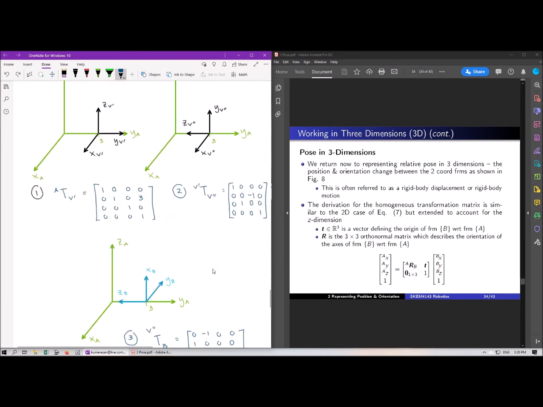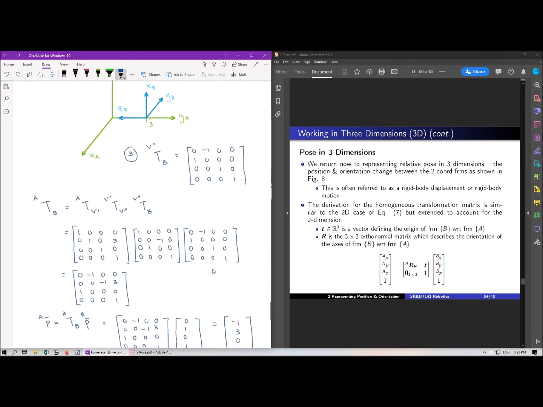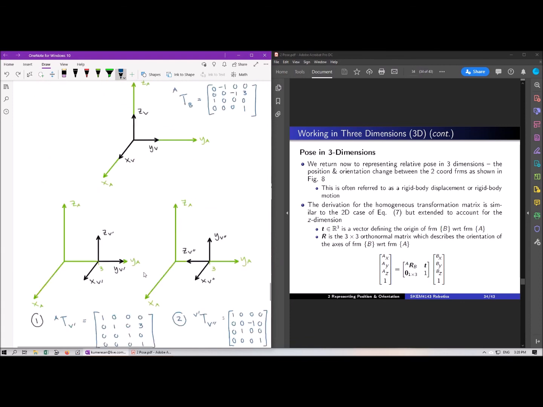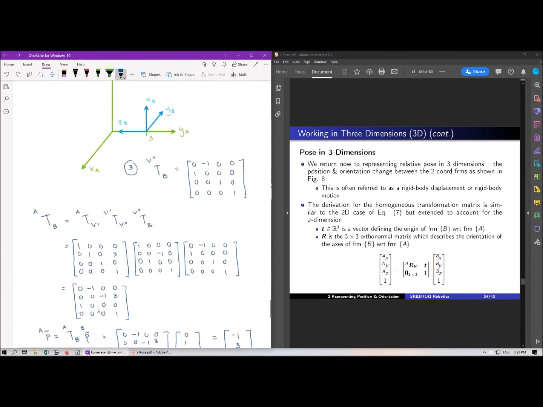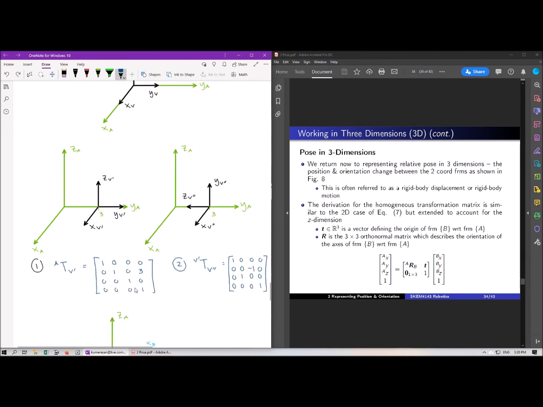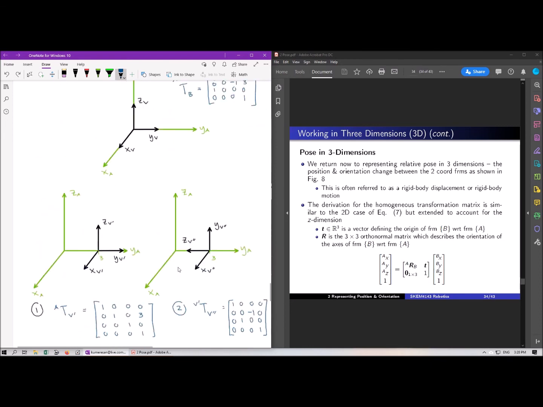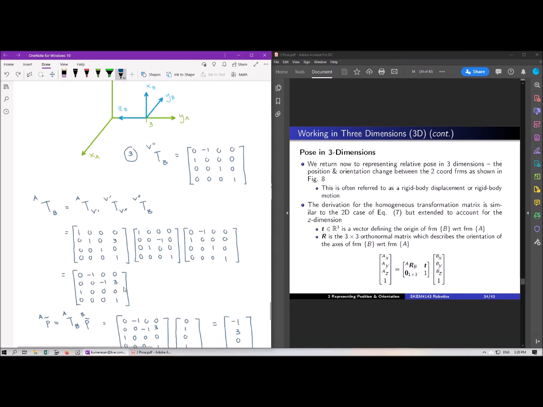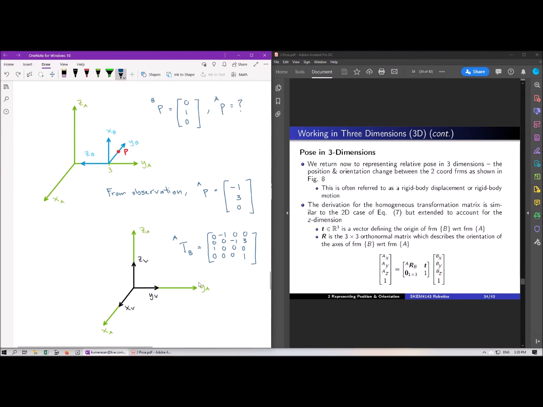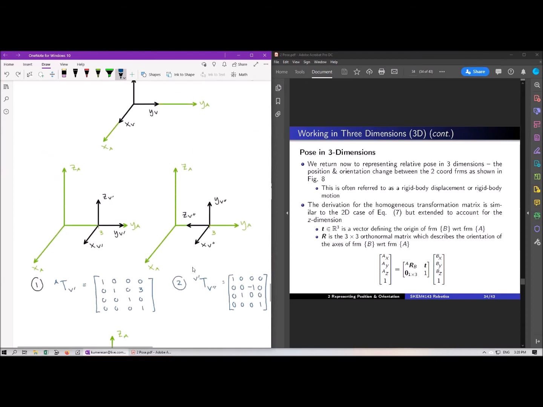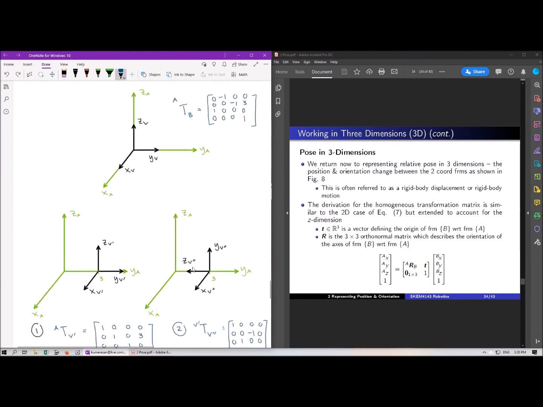Let me quickly check if that's what I got. 0, 0, 1, minus 1, 0, 0, 0, minus 1, 0, 0, 3, 0. Okay, so that is by observation, or you can consider a series of rotations and translations.